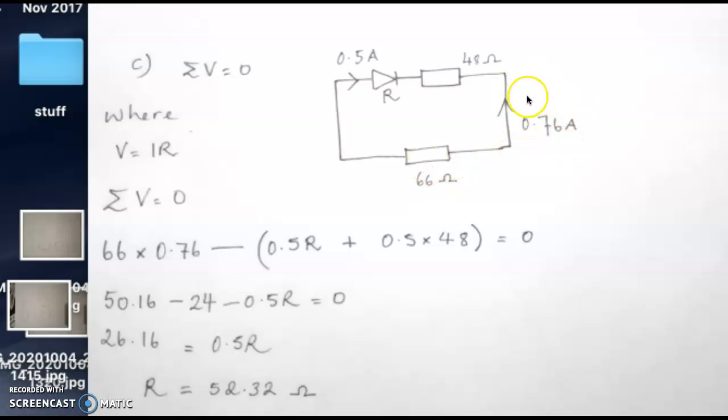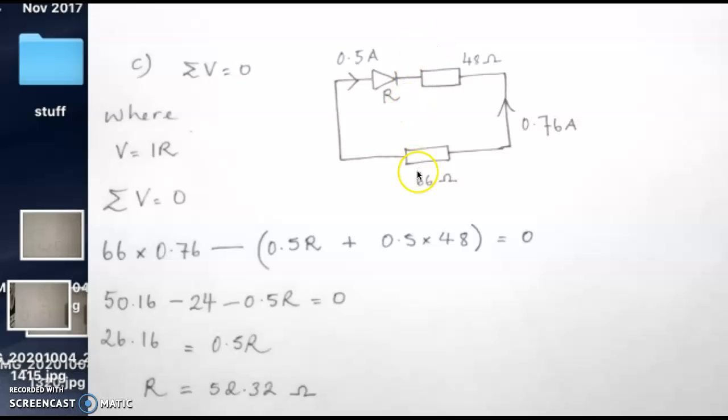Is it a positive? Yes, because I'm moving in the same direction as the current. Now, we're going to add that to the next PD. Plus 48 times 0.5. But wait. This current is going opposite to the way I'm moving.